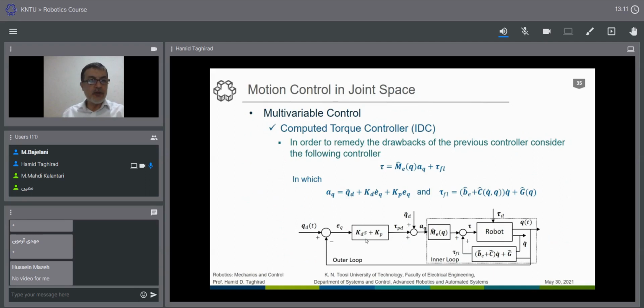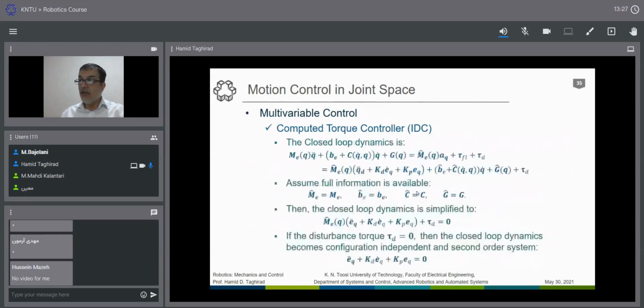So we have a PD controller plus that. Of course, the PD controller can be strengthened with PID or with some other approaches. And the resulting closed loop formulation, if we consider this structure, will be a very nice linear second order system. Of course, it is multivariable, everything is vector based. And that's why by this means we can have very suitable performance out of the system.